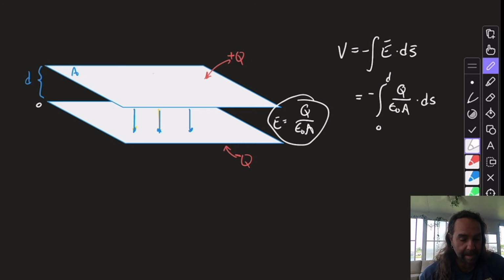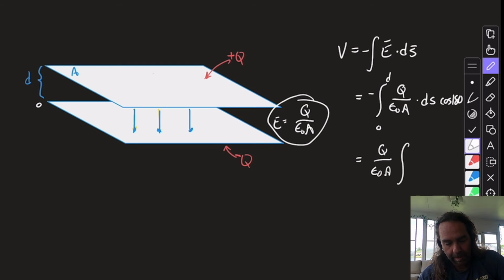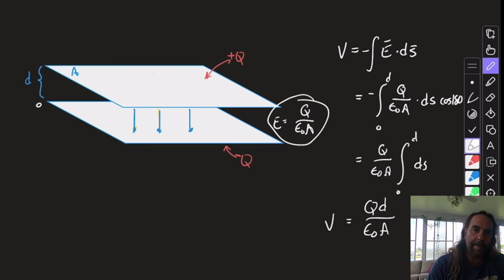In this case, I'm going against the field. So I'm going upwards, but the field's against me, so that dot product produces the cosine of 180, which cancels out the negative sign. Bring out my Q over epsilon naught A, and I'm taking the integral of ds from 0 to d, which, lo and behold, gives me, not a surprise, Qd over epsilon naught A. This is my potential difference between the plates.